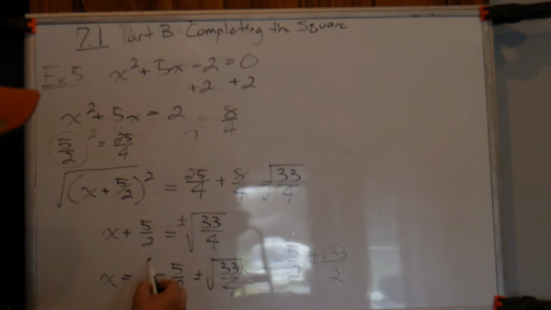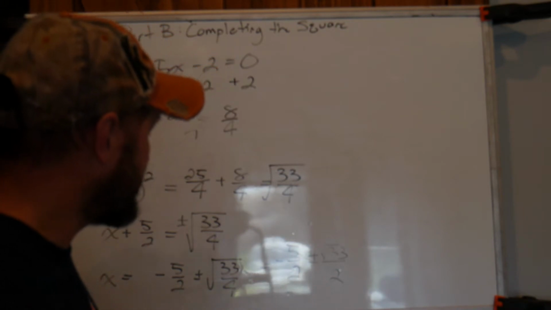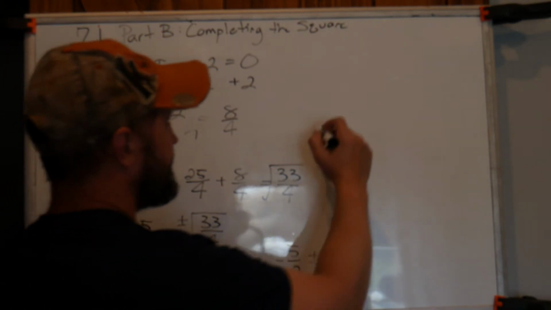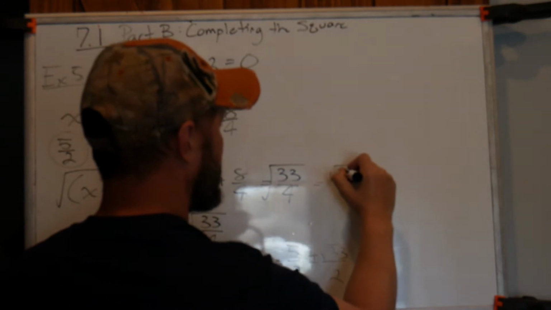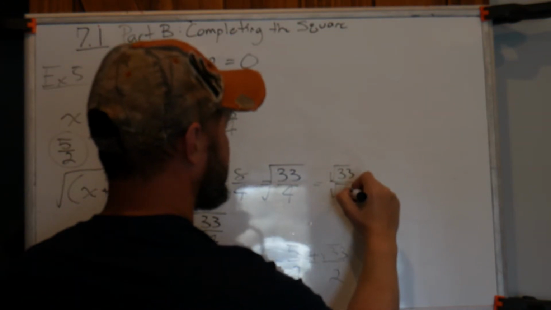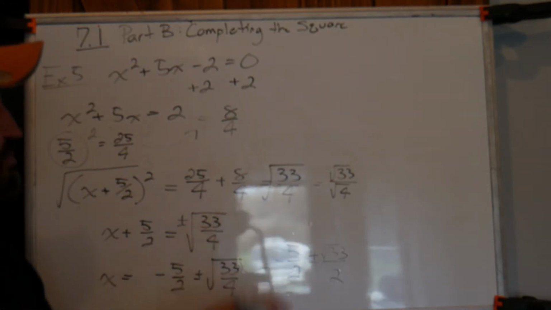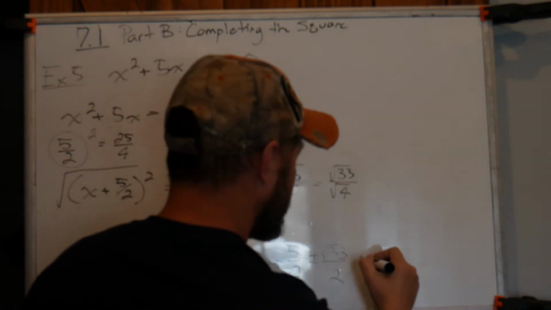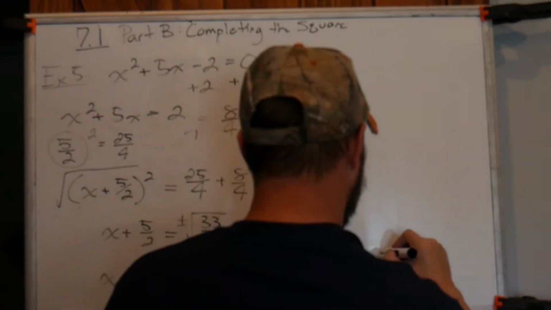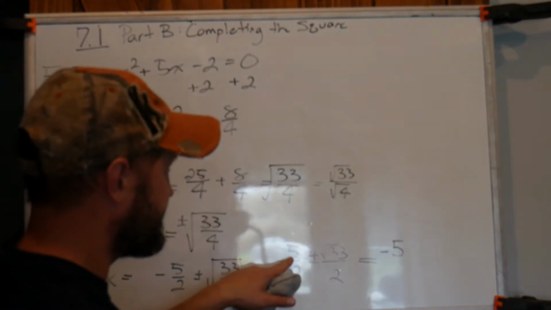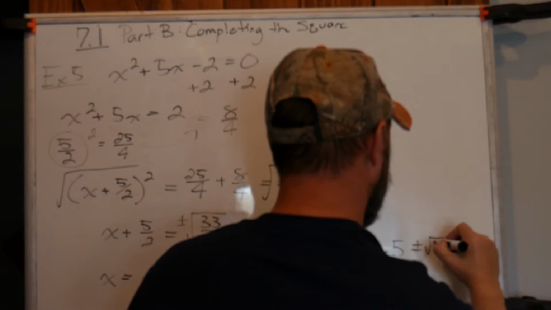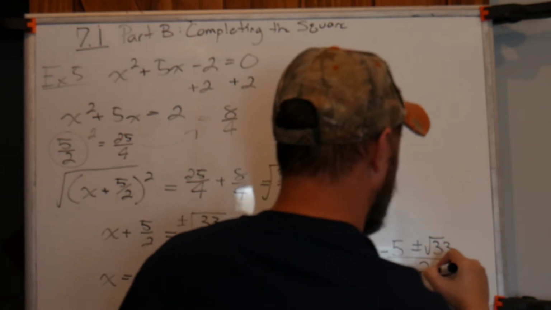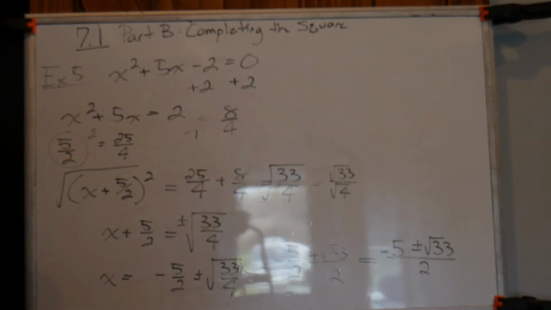I know a lot of students will get to this point. They'll look in the back of the book and ask, why doesn't my answer match up? Well, remember, the square root of 33/4 is the square root of 33 over the square root of 4. You can always break those down. The square root of 4 is 2. What we see now is the same denominator. Since the denominator is the same, we have negative 5 plus or minus the square root of 33, all over 2. There's my x.